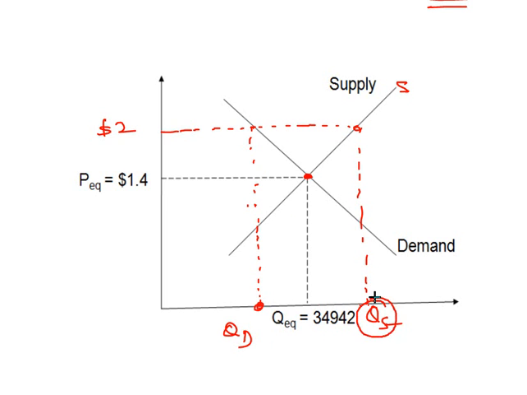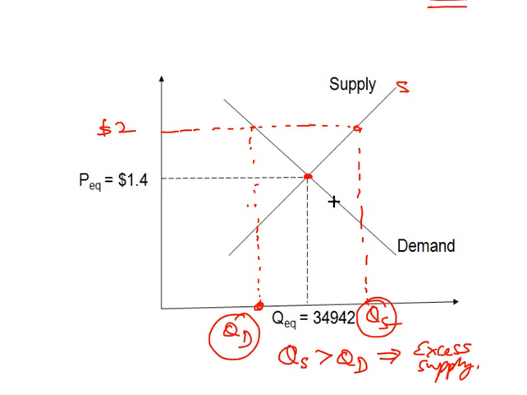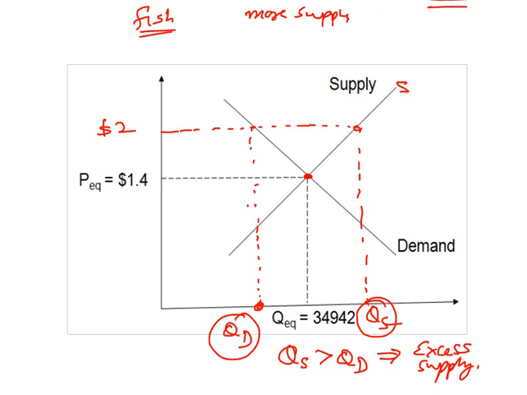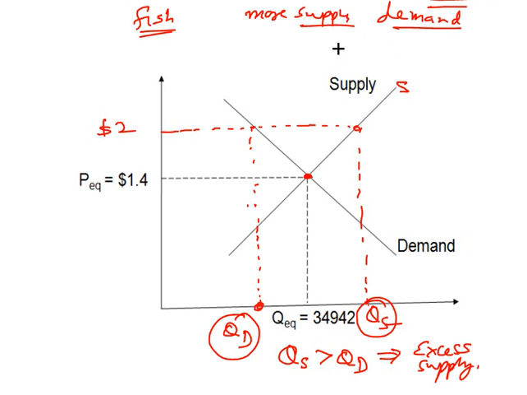Now here, quantity supplied is greater than quantity demanded. It means that you have a case of excess supply. Think about it, let's say you go to the fish market and you see that there is more supply than the demand. So what will happen? There is more supply with respect to the demand.